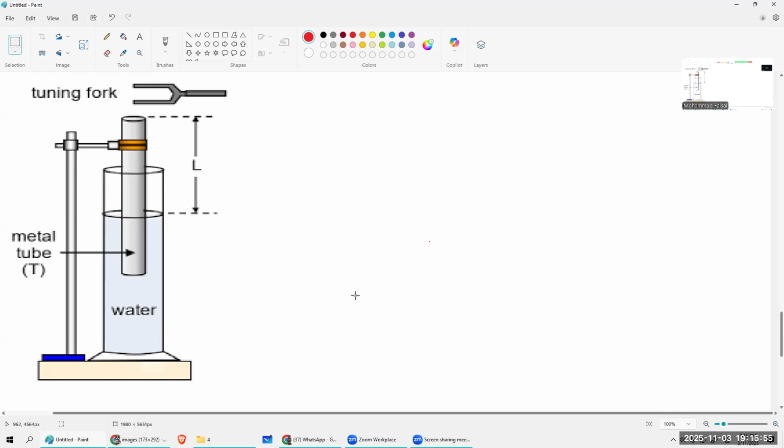And you mark the distance as L1. Why am I saying it to be L1? Why not lambda by 4 directly? Because there's a reason. Hear me out. Then we keep on doing this, and at around 3 times the air column height, we're going to find another harmonic. There's going to be a third harmonic. We're going to record that distance as L2.